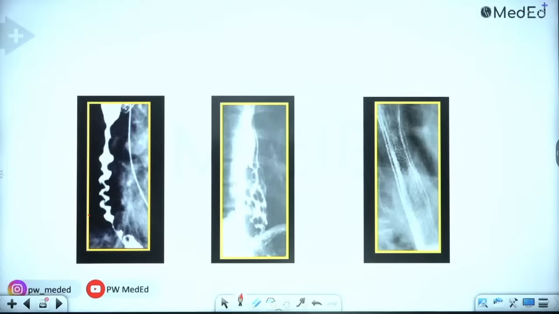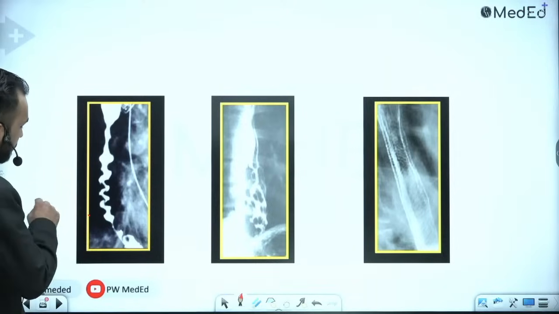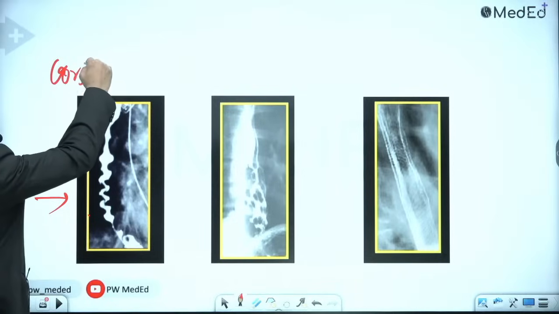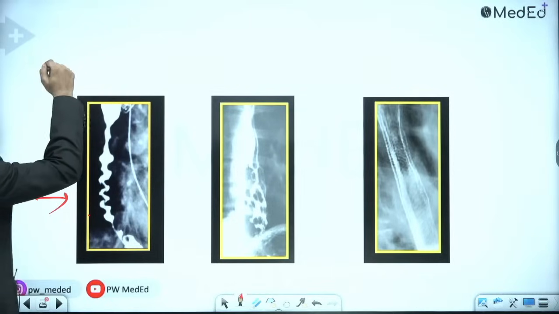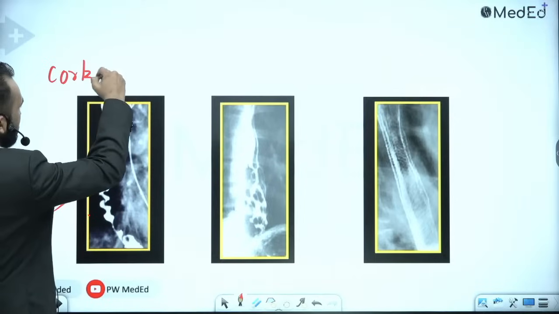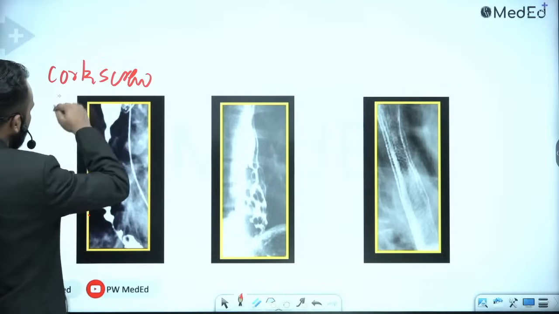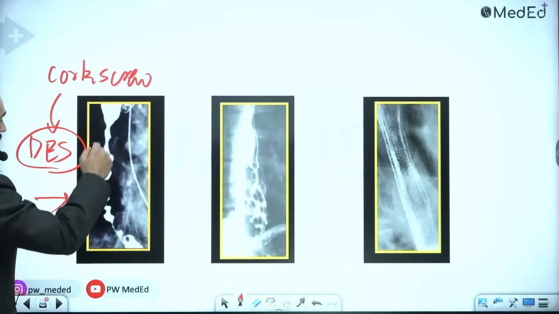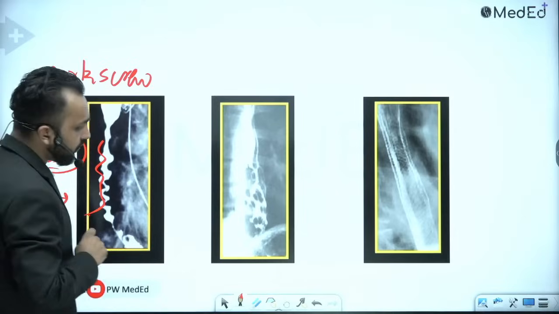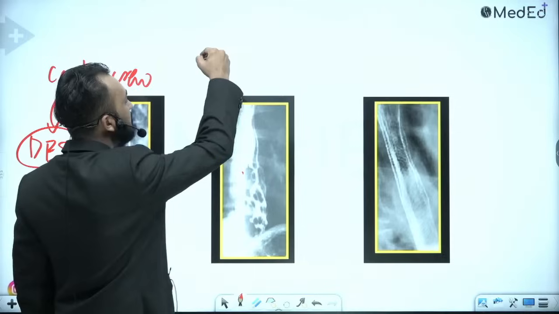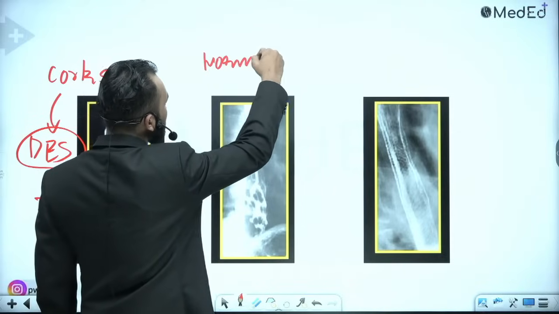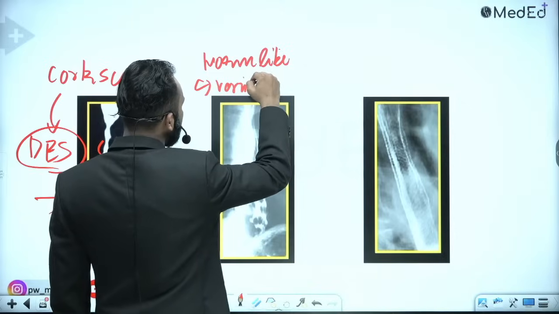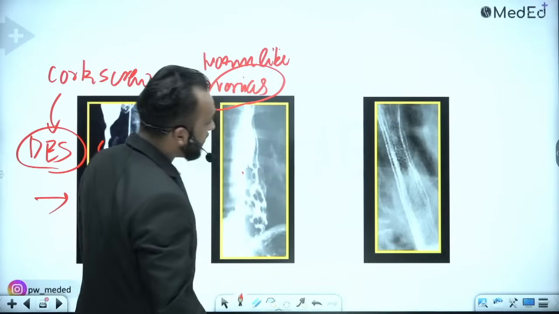So here we can see that the patient has history of chest pain. There is corkscrew appearance of the esophagus, and this corkscrew appearance of the esophagus is seen in patients with diffuse esophageal spasm. Worm-like filling defects in the esophagus are seen in esophageal varices. You will see worm-like filling defects.